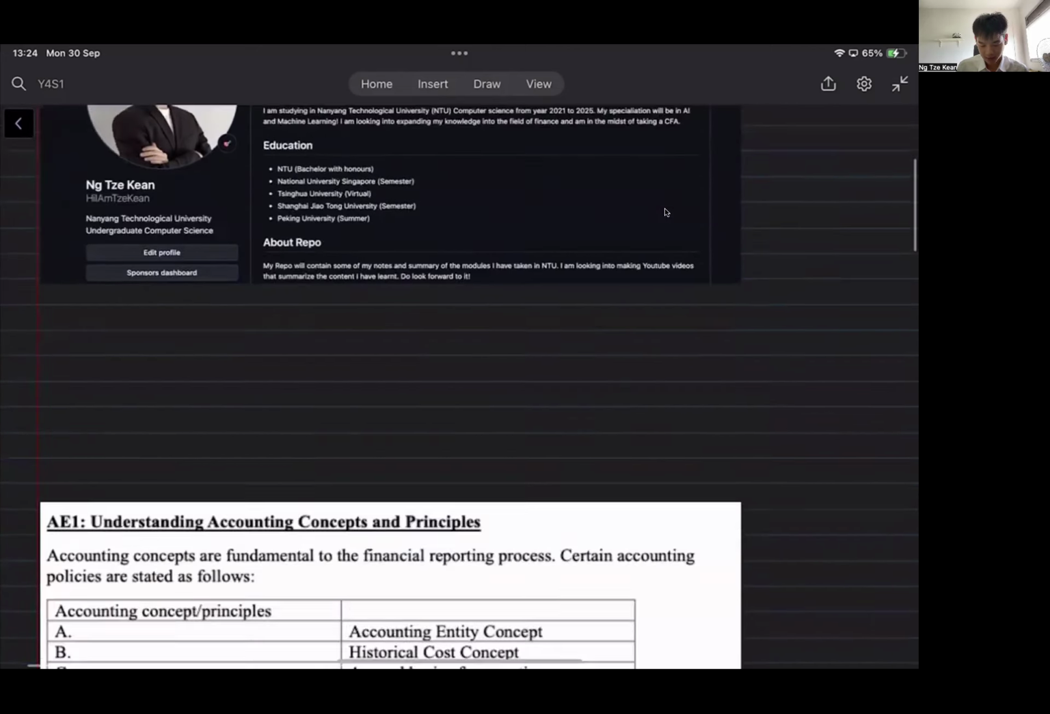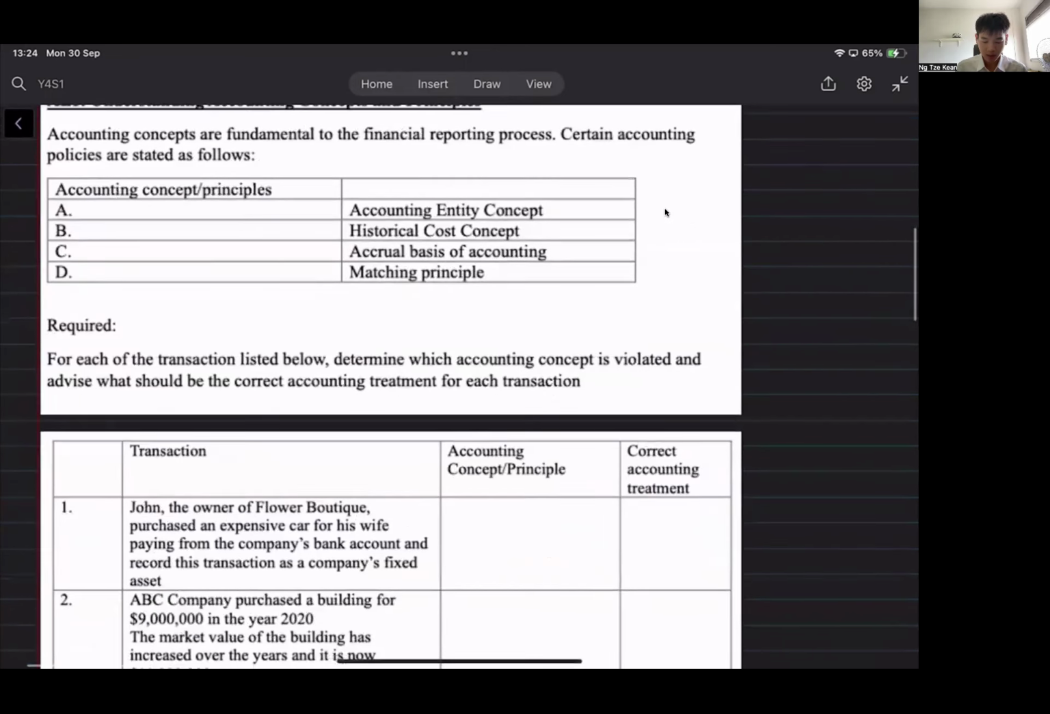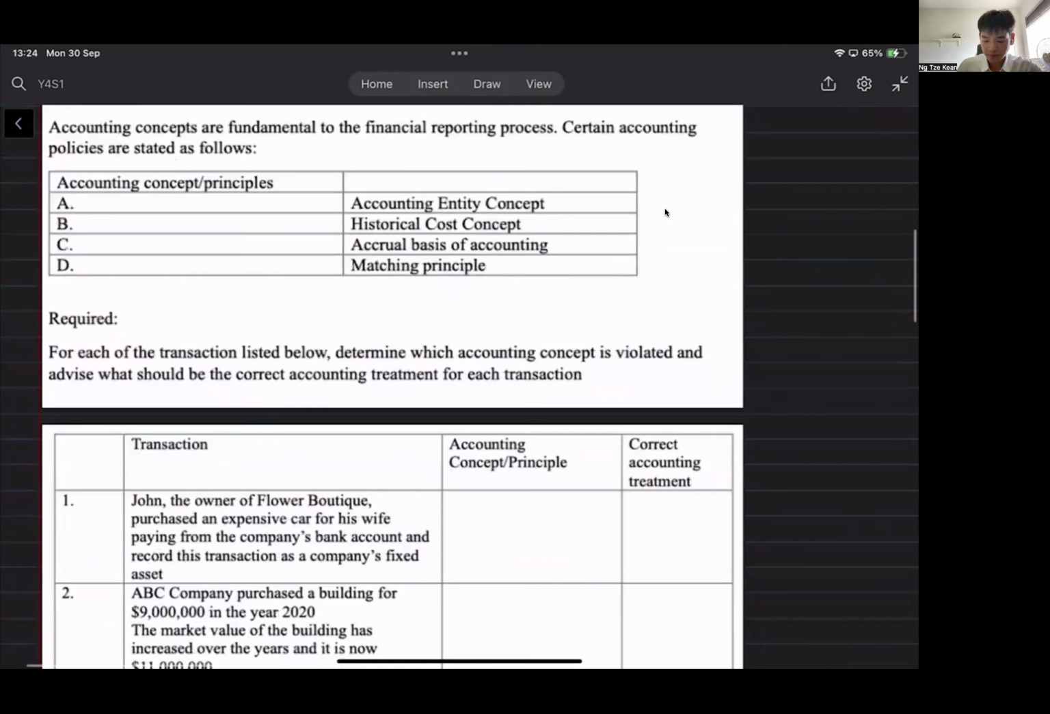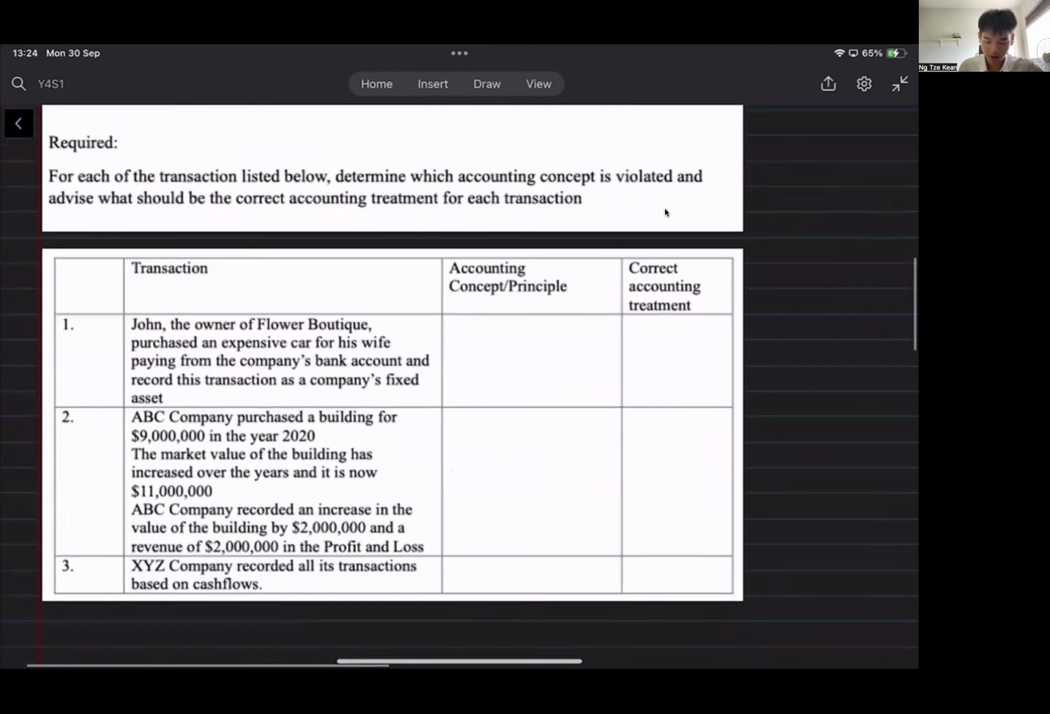And let's get started with the first question. For the first question, we are told that we have to label the different violation of the transactions and the correct accounting treatment for each transaction. So let's take a look at the first transaction.